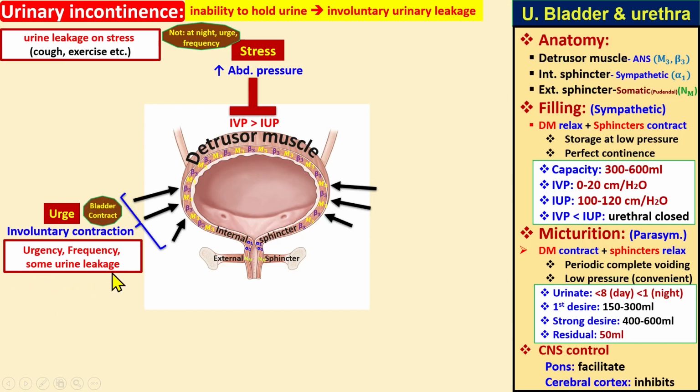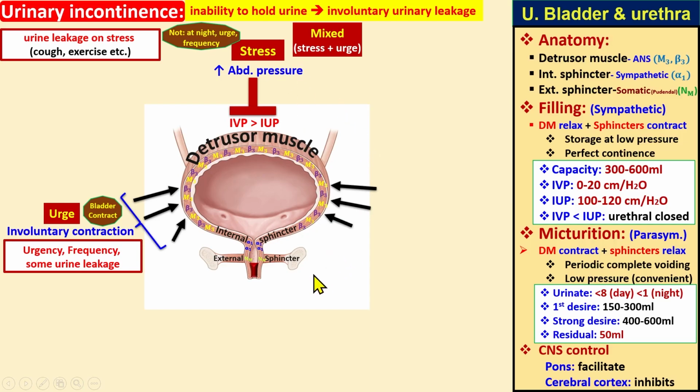So what is the clue point? The clue point is the bladder contracts. So this is associated with urge incontinence. The other type is mixed, where you see stress as well as urge incontinence. Okay, so this is the third.